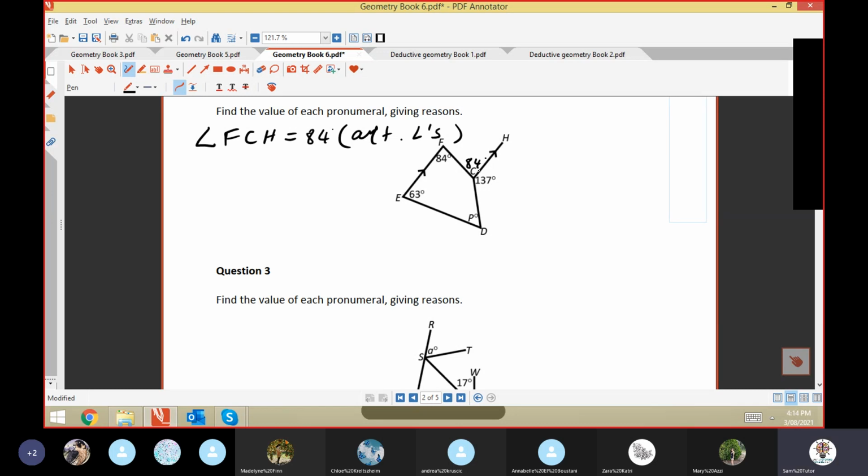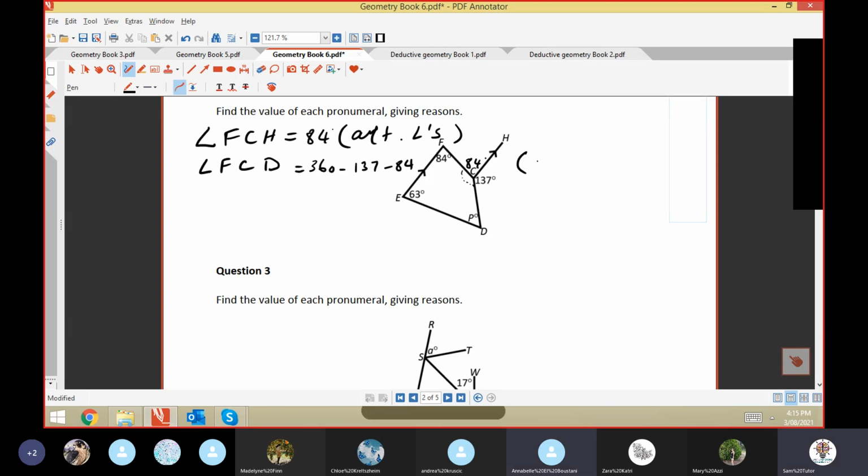I agree. And we're very close because if we had this angle, we could have just added these three and then subtracted from 360. So how do I find angle FCD now? FCD. Yep. Oh, sorry. It's okay. Anyone. Doesn't matter. Go ahead. Would you do 360 minus 137 minus 84? Minus 137 minus 84. Again, reason.